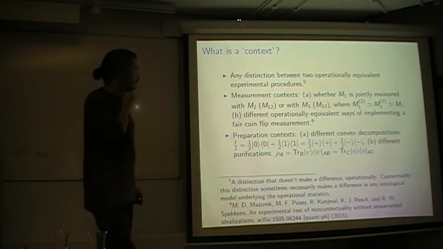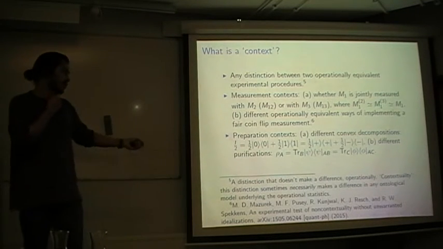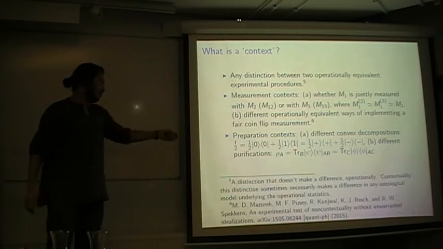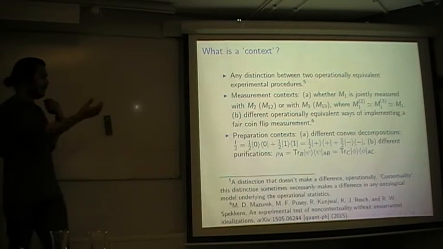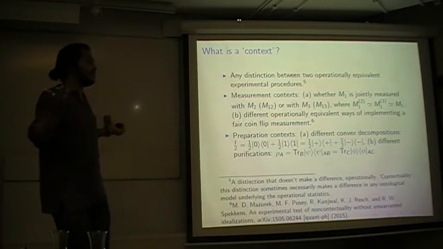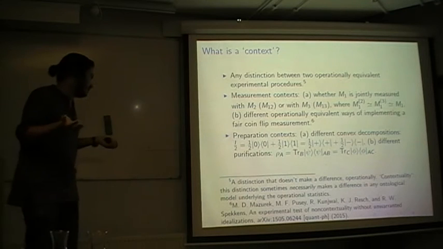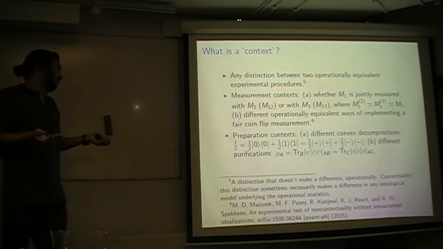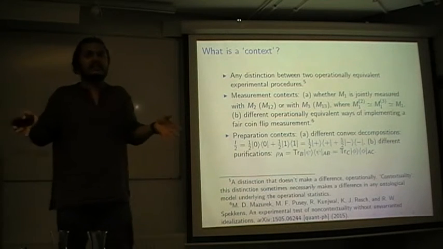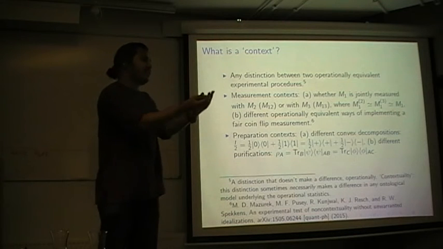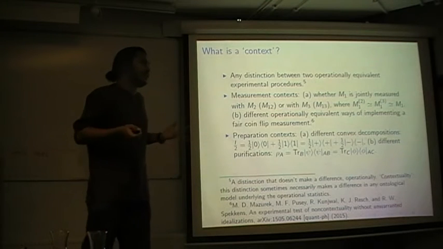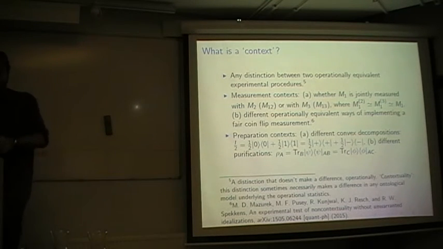Then preparation context. For example, different convex decompositions of the maximally mixed state. So this is one recipe for preparing the mixed state. This is another recipe, but they are operationally equivalent. So they are contexts. They are distinctions which do not make a difference to the operational statistics. And different purifications of a mixed state, for example, could also be a context. So this is just a remark that sometimes a distinction which does not make a difference in the operational statistics necessarily has to make a difference in any ontological model that can be said to do justice to the operational statistics. So that's contextuality in its most general form.